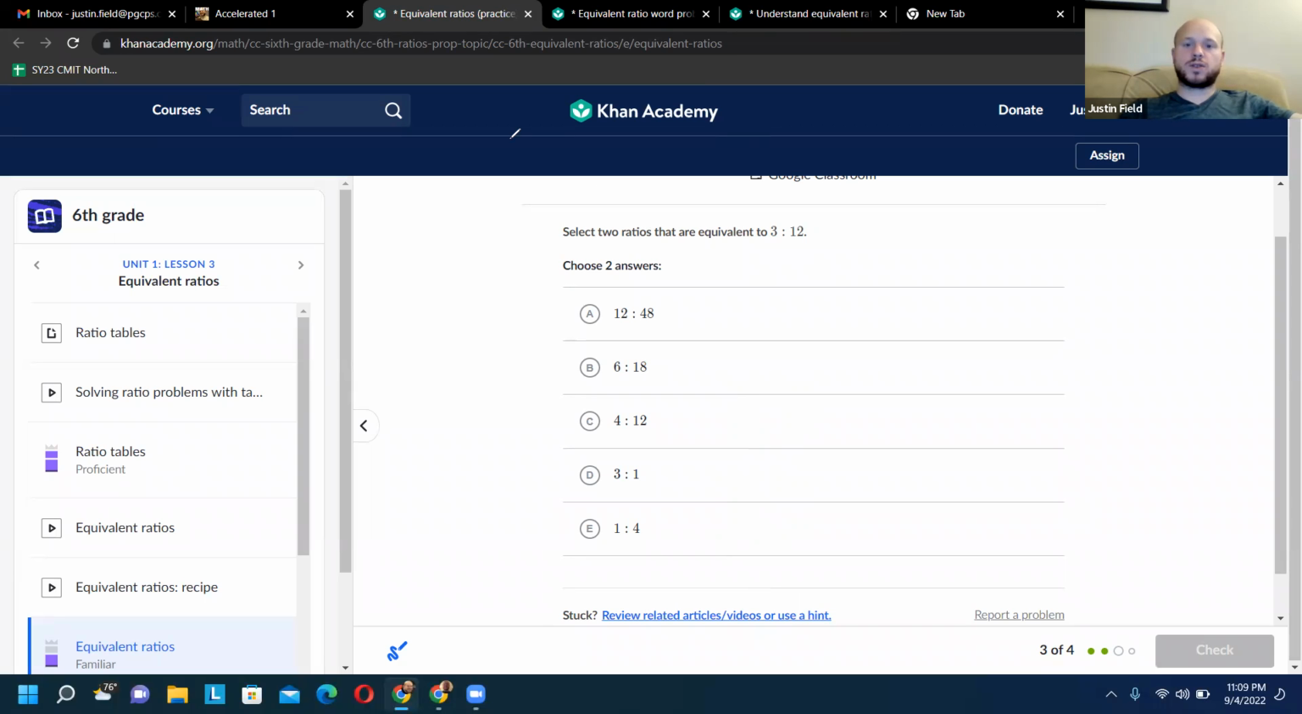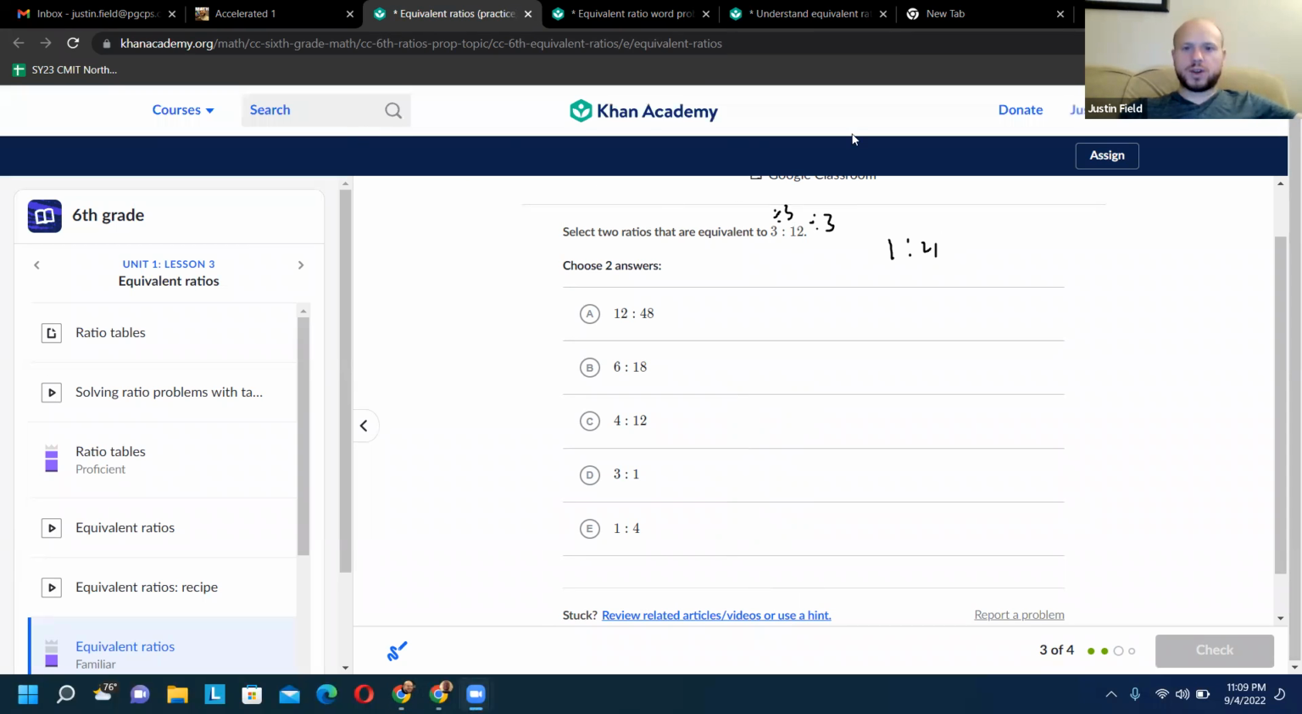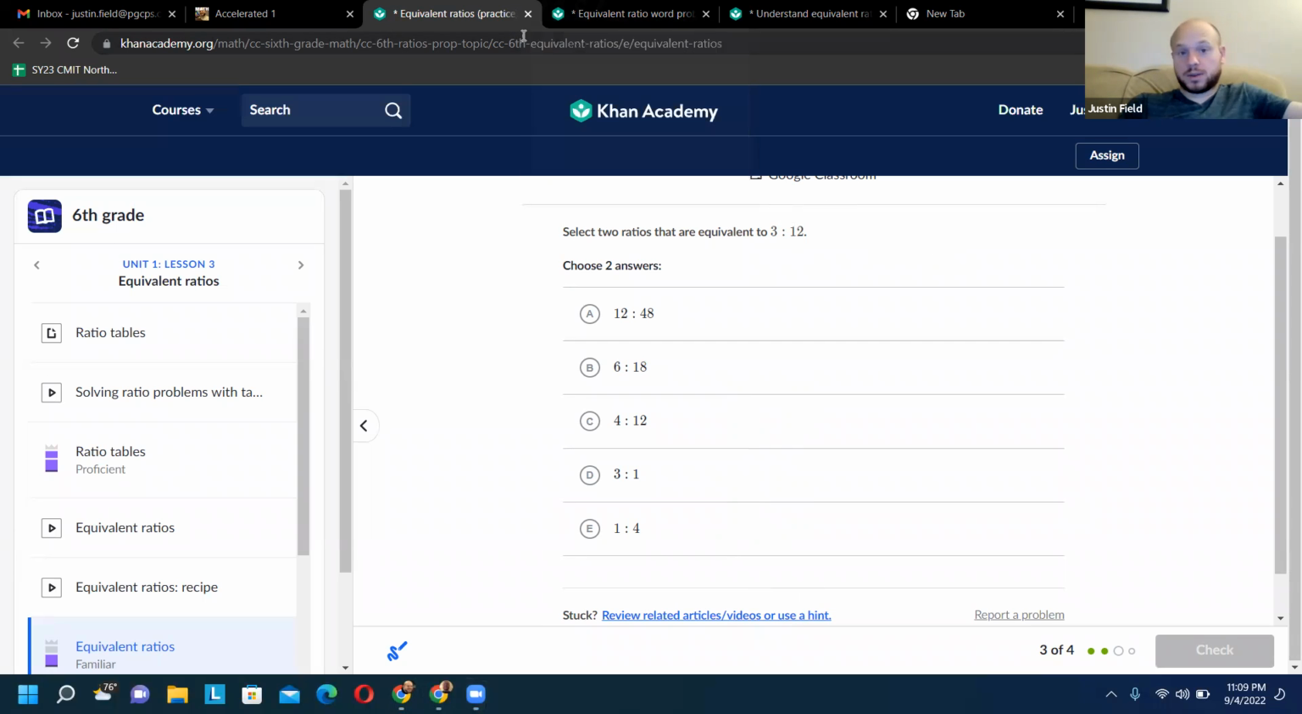And then if you get one like this, you can just reduce it first. So what is 3 over 12, or 3/12? I mean, 3 to 12, what does that reduce to? Well, you can divide both of them by 3, and then it would be 1 to 4. So if they give you an unsimplified ratio, go ahead and reduce it, and then look for the multiples. Or you could cross multiply if you're not sure what they are.